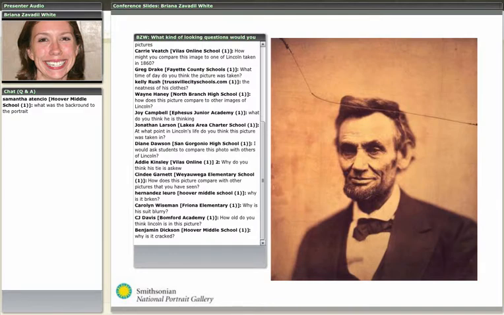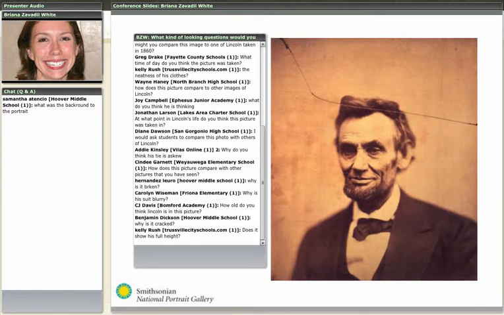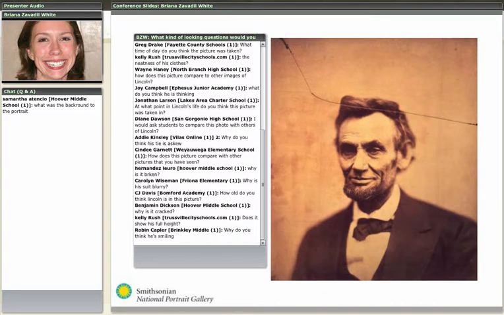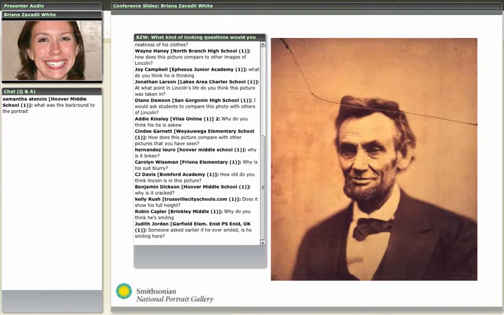Okay, Addie says, why do you think his tie is askew? That is a fantastic question to ask. How does this picture compare with other pictures that you have seen? Another one, Carolyn Wiseman from Friona Elementary asked, why is his suit blurry? That is fantastic. And of course, the question that can go along with that is, why is his face focused?